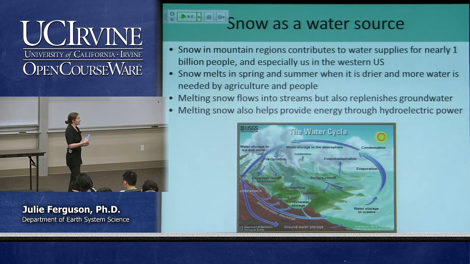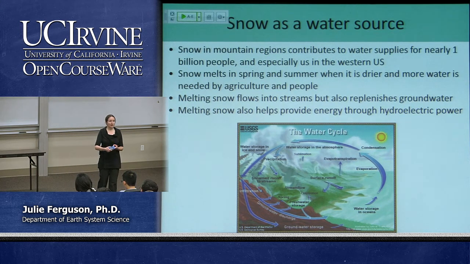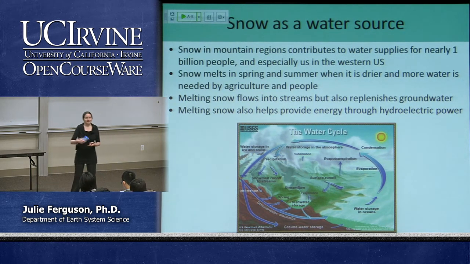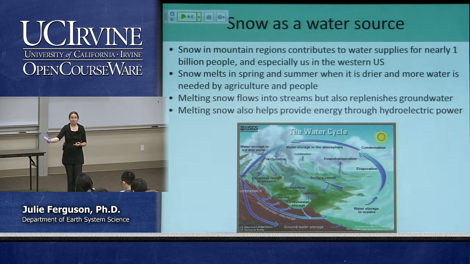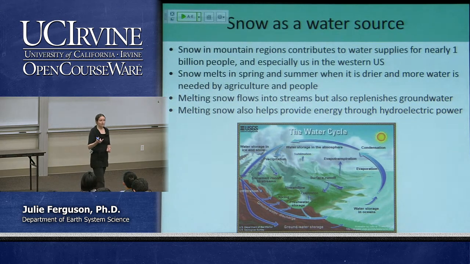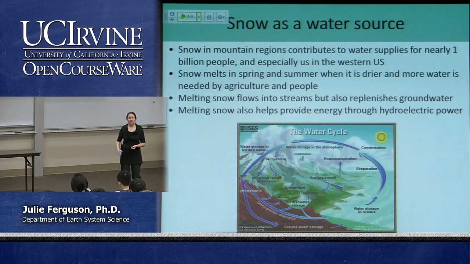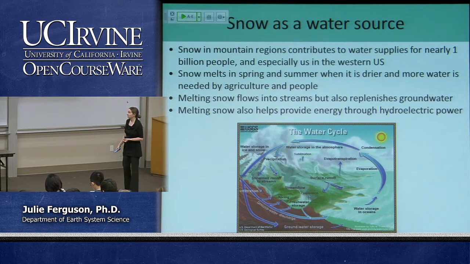It isn't until our temperatures rise, perhaps in the late spring or early summer, when our plants are starting to grow and our agriculture is getting going, that the water comes down. And so it acts as a natural reservoir system. It traps the water when we don't need it, and it releases it in those really important spring and summer months when we do. So it's really very important.